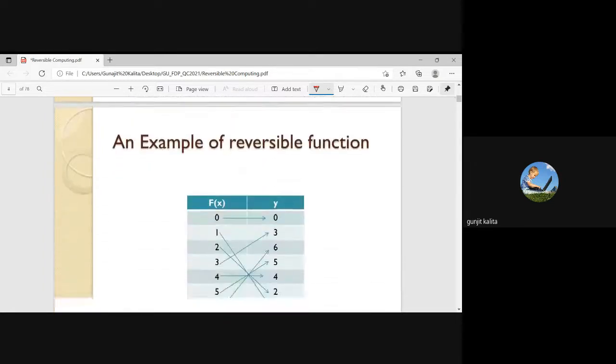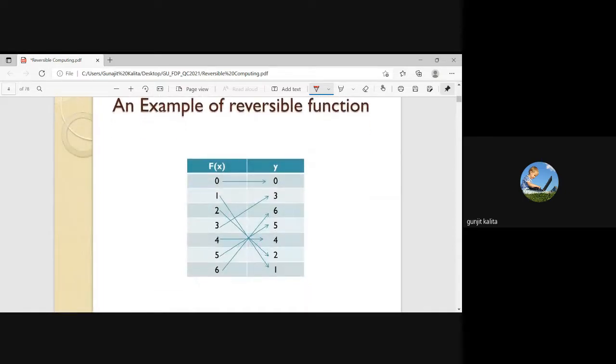So an example of a reversible function looks like this. Say we have a set of inputs x: 0, 1, 2, 3, 4, 5, 6, like that. If we apply a reversible function f on this input, f(x), then it will generate some output y, like this: 0, 3, 6, 5, 4, 1. Suppose it's an abstract example.